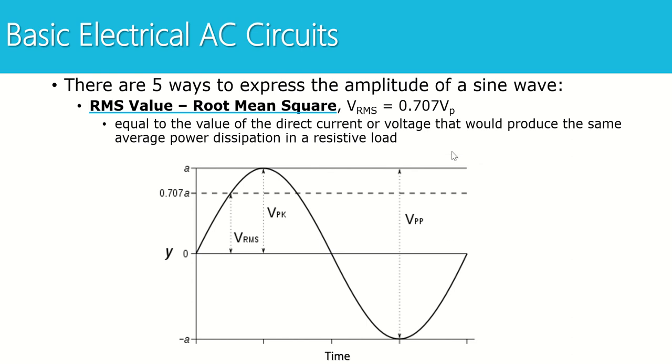And again, it's generally calculated as 0.707 times your peak value. And we can see that it's 0.707. And that's a constant value. It's not changing. It's a constant value.